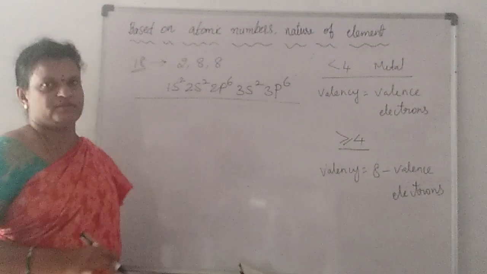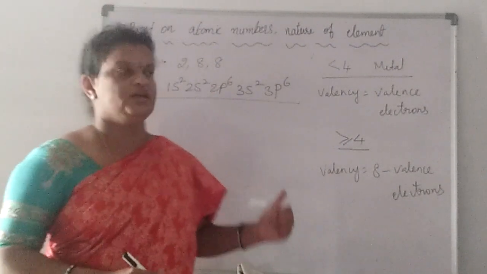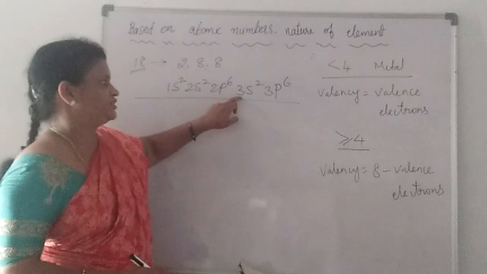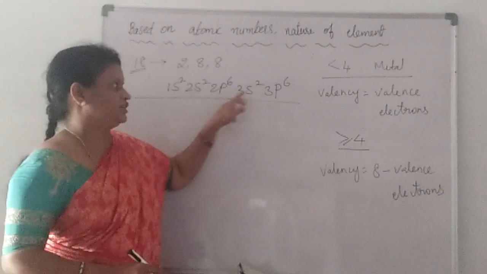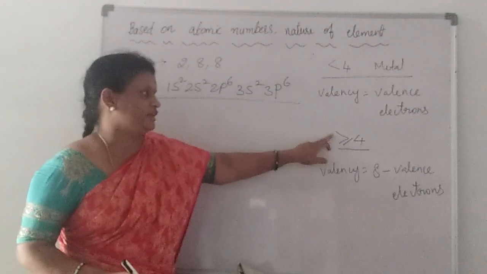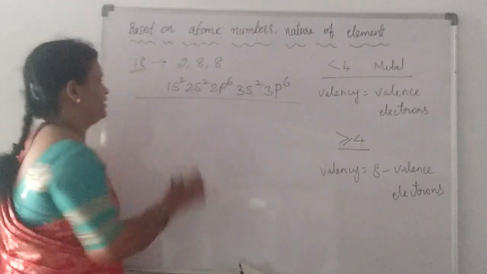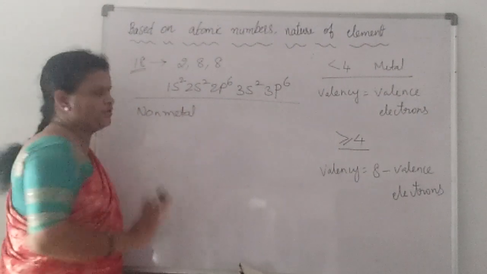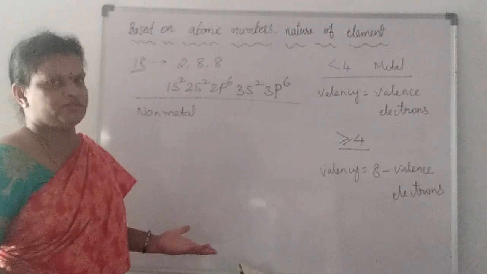What is the nature of this element? Whether it is a metal or non-metal depends on the valence electrons, whether they are greater than 4. How can we count? The last shell is the third shell. In that third shell, how many electrons are present? 2 plus 6, 8 electrons, greater than 4. So what can we say? It is a non-metal. It is not having metallic nature, so it is nothing but a non-metal.